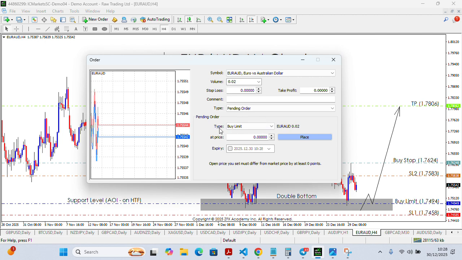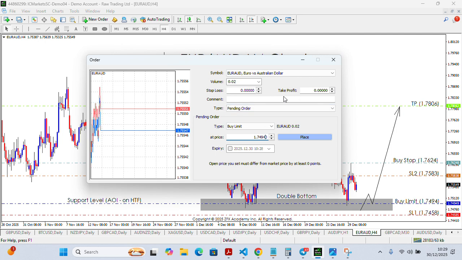Now what type of pending order do you want to place? Here we are looking for a buy limit pending order. So this is the buy limit pending order, and at what price? It is at 1.7494. So you come here and change that price level. You enter 1.7494. This is where you enter the price that is here. Then you look at the other parameters and settings in the fields and be sure you're okay.